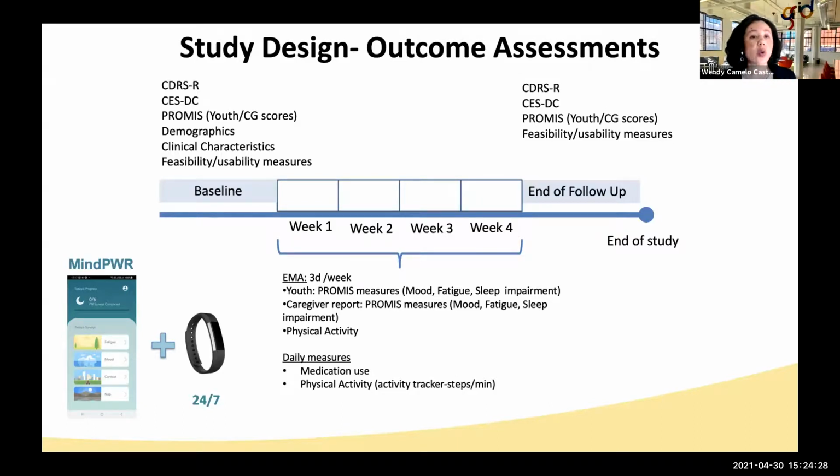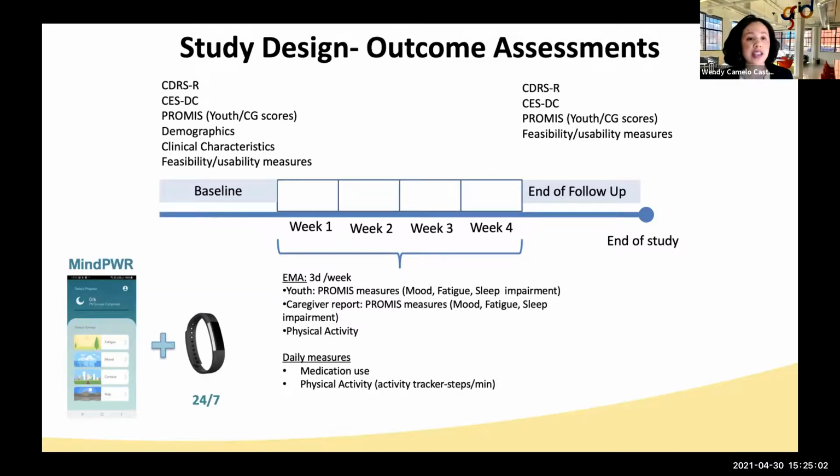In our study, when a participant enters, the first thing is that they will be assessed through clinical tools, some of them typically used in clinical settings or in clinical trials. For example, the CDR-SR and the CESDC, both tools assess all these symptoms all together. But we also at baseline capture demographic information and clinical characteristics that will help us better characterize the cohort of participants that will enter the study.